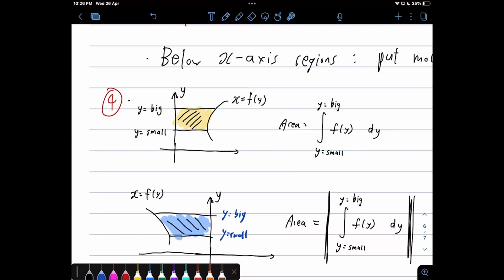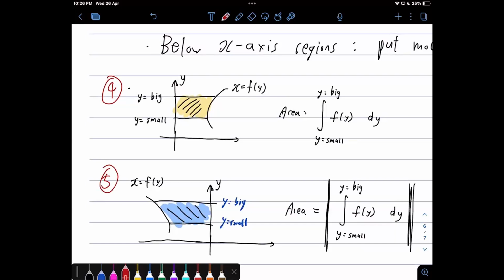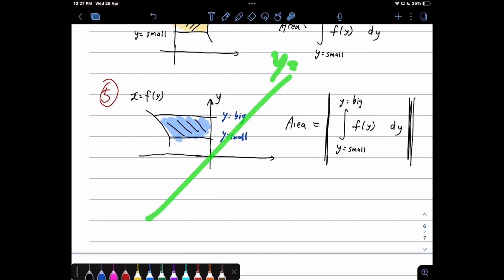Now, number 5, if we move the area to be towards the left of the y-axis, which is equivalent to being below the x-axis, you can imagine, if you reflect this about y equals x, you end up with something like this. So this is equivalent to finding an area that is below the x-axis. The area will become negative, more like the definite integral will become negative, so you need to take the modulus to make sure it's positive. Okay?